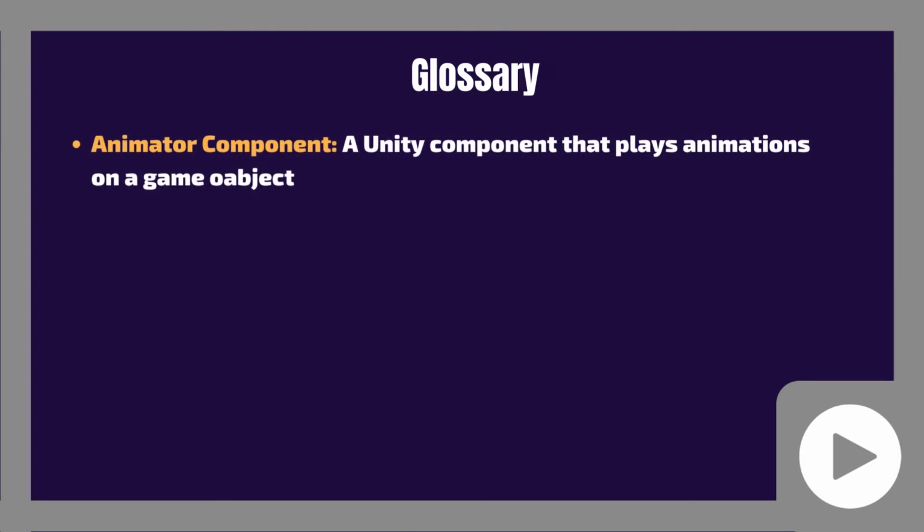Now that we've added the character and the animations, it's essential to understand some key concepts and components within Unity's animation system. Let's go over those on our glossary slide here. First up, we have the animator component. This component is attached to your game object like our character, and it's responsible for playing any animations assigned to it. Think of it as the director telling the character how to move and behave.